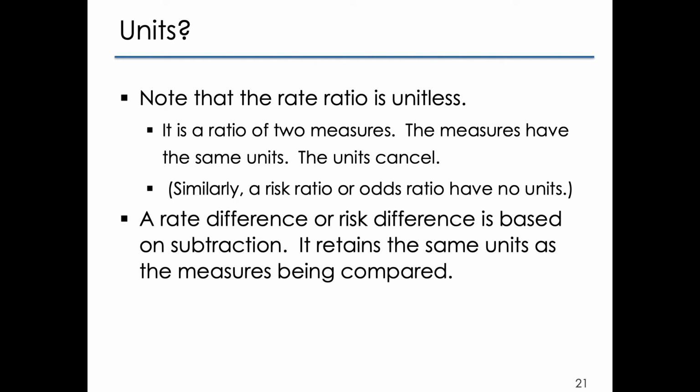But a rate difference or risk difference is based on subtraction, and it retains the same units as the measures being compared. So again, when we talked about the Dahl and Hill paper and the mortality rate difference due to smoking, or the mortality rate difference in lung cancer due to smoking, the mortality rate difference in coronary thrombosis due to smoking, those rate differences were actual quantities in terms of rates and deaths per 1,000 men. So if you have those data, it is actually kind of nice to present them, because the units, and therefore sort of the impact on the population, is retained in the measure.